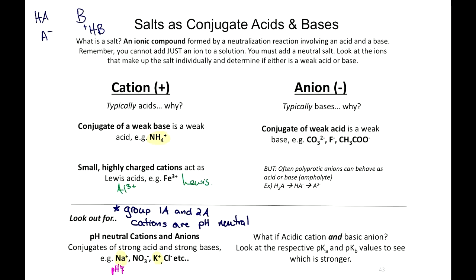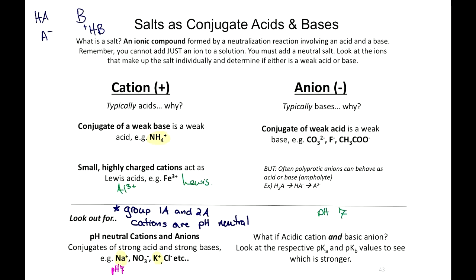And then finally, anions. If the conjugate of a weak acid is a weak base, then the whole salt, if you dissolve it in water, will be basic. We also have some pH neutral anions as well, and it follows the same scheme.